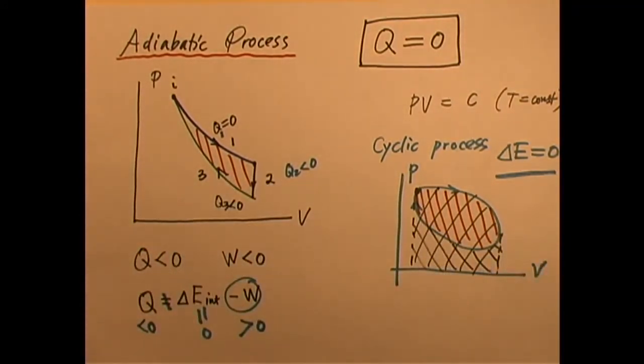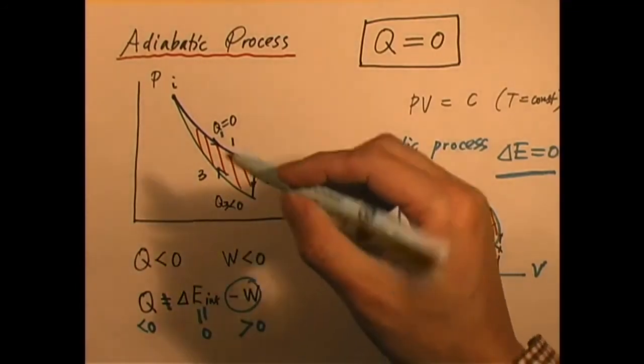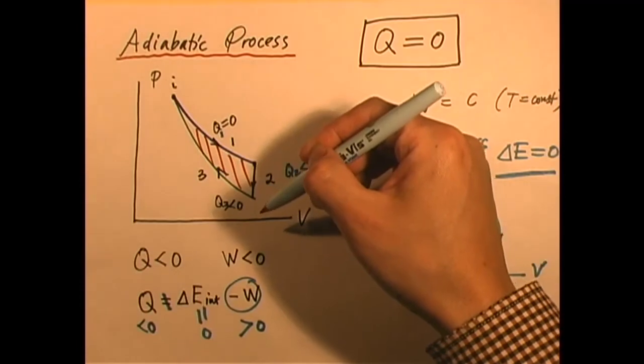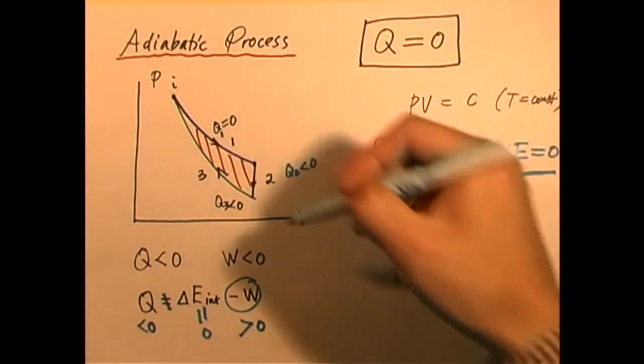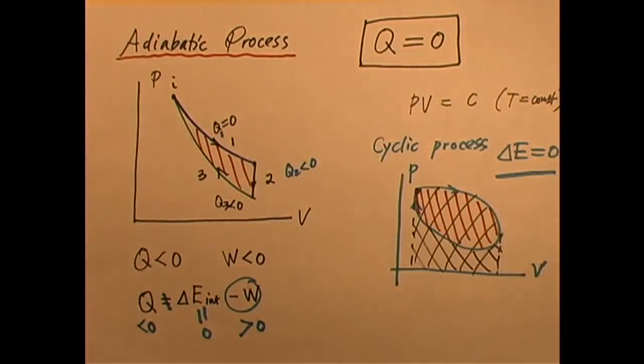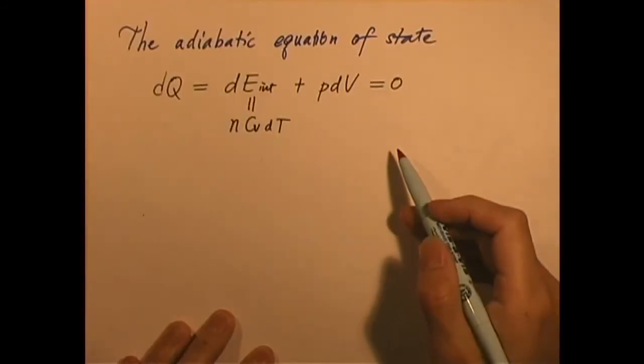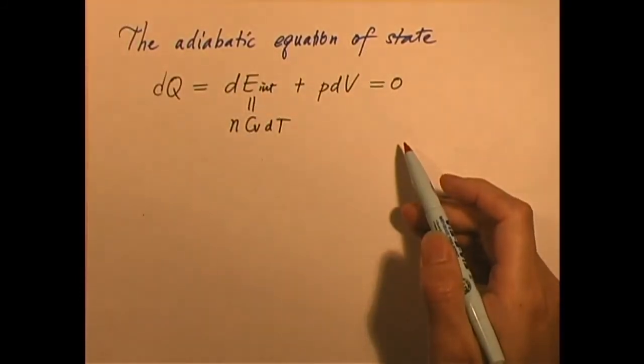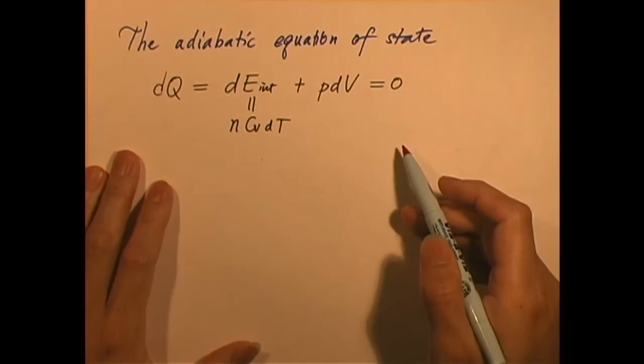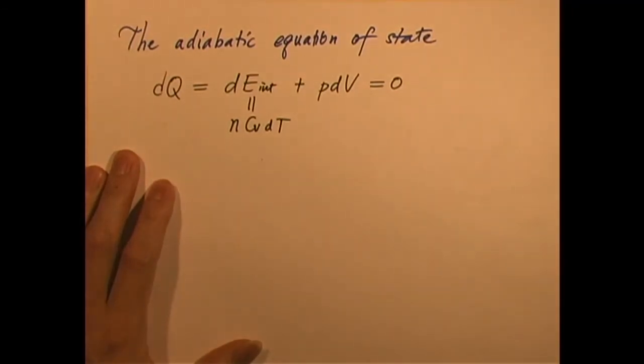So it is wrong. So what is the real adiabatic curve? We know it has to be below the isothermal curve now. Okay, it has to drop steeper, but exactly what is it equal to? So this calls for what's called the adiabatic equation of state. We're going to now derive explicitly the equation of state within the adiabatic process.